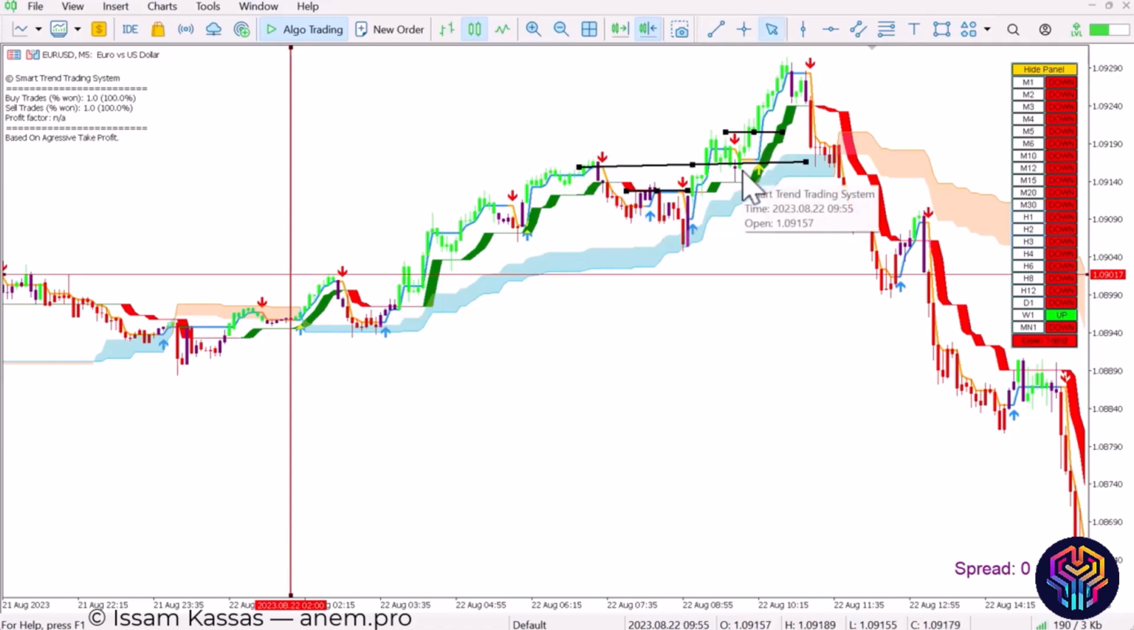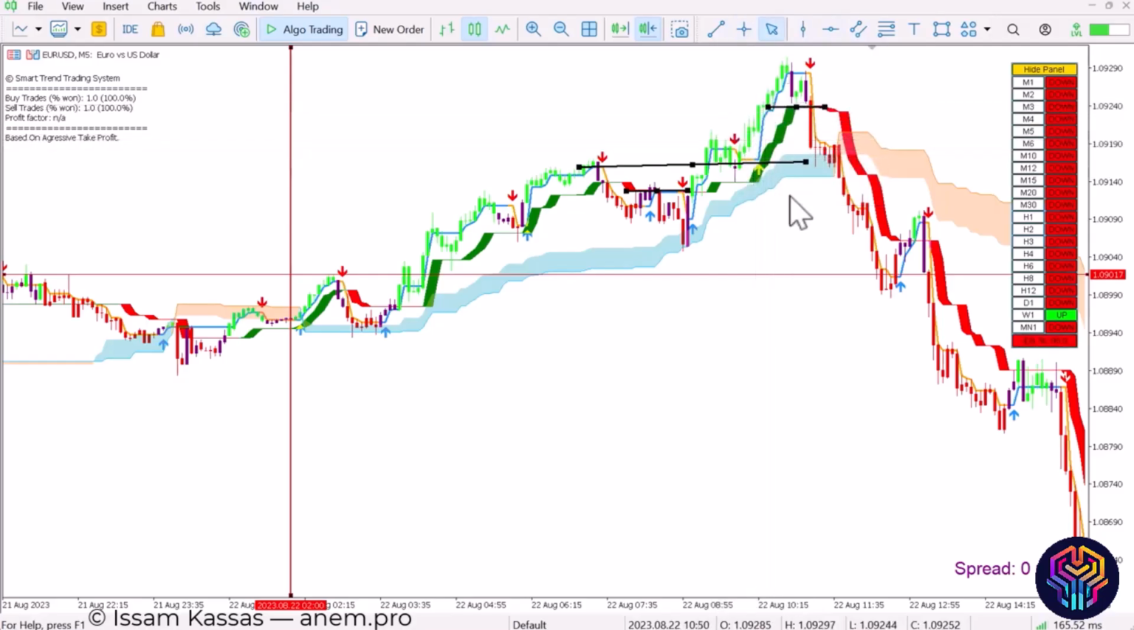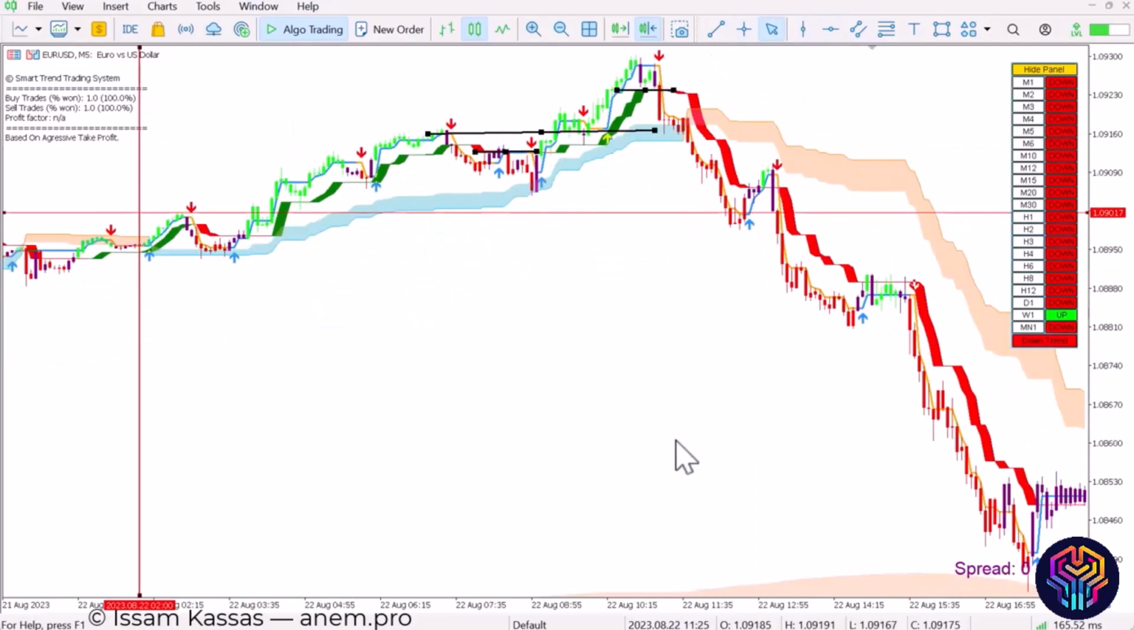My stop loss is going to be below here, and my take profit is going to be 1 to 2 risk to reward ratio, and that is going to be a win trade. In the worst case scenario, you're going to move your stop loss with the trailing stop, the smart trailing stop, and you're going to get stopped out there, and you're going to get this much profit right here.